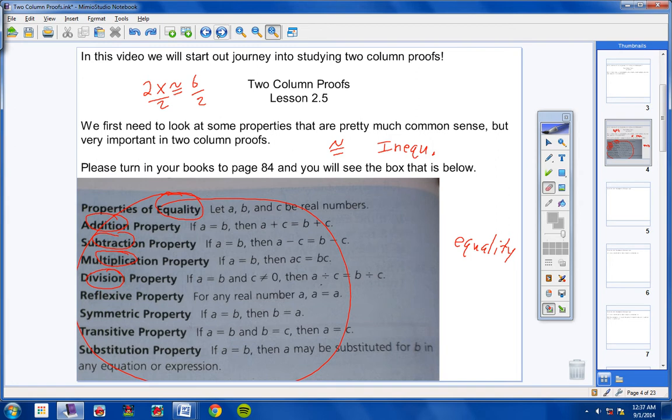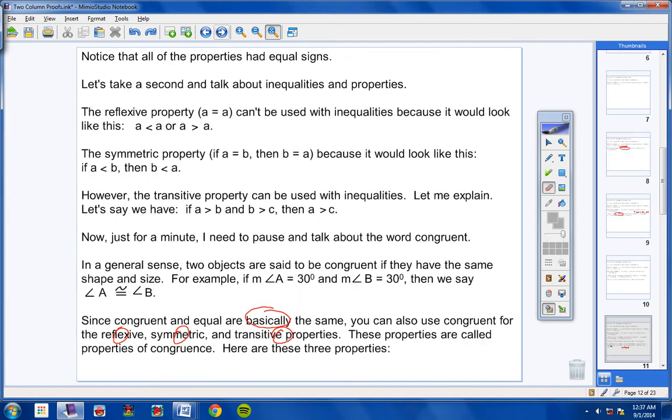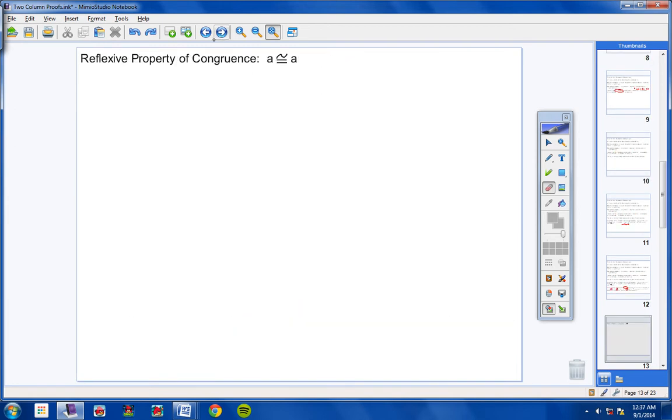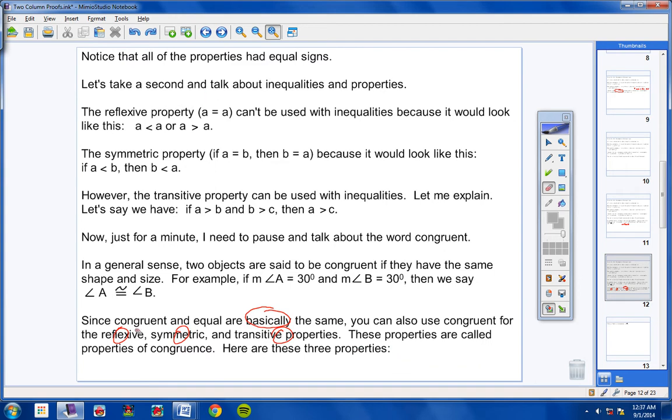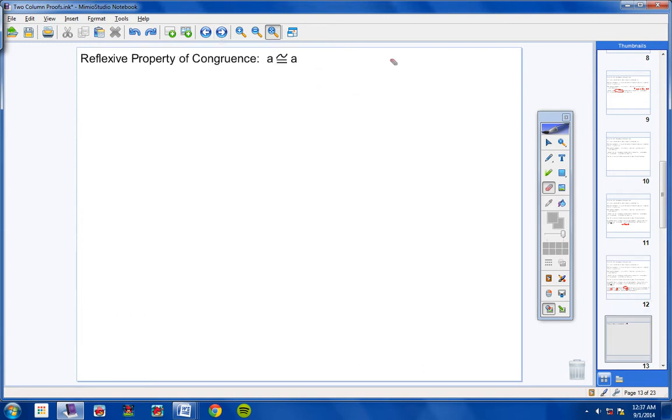Now I know this is a little confusing, but hang with me, take some really good notes, and I'll explain this, okay? All right, so here we go. Let's look at this again. We can use congruence for reflexive, symmetric, and transitive. And these properties are called the properties of congruence. There are 3 of those, okay? So in your notes, I would like you to write this.